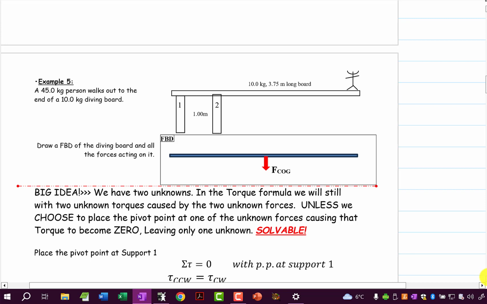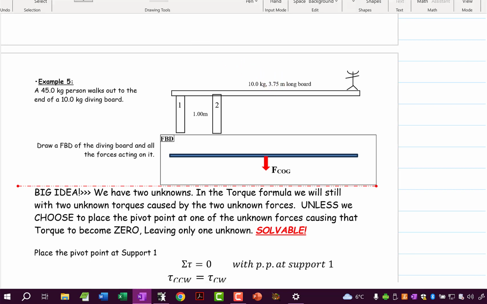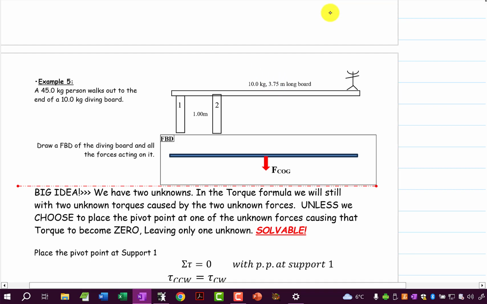We have a 45 kilogram person walking out at the end of the diving board. The diving board is 3.75 meters long and has a mass of 10 kilograms. And this guy has 45 kilograms. There are two supports, number 1 and number 2. Draw the free body diagram of the diving board and all the forces acting on it.